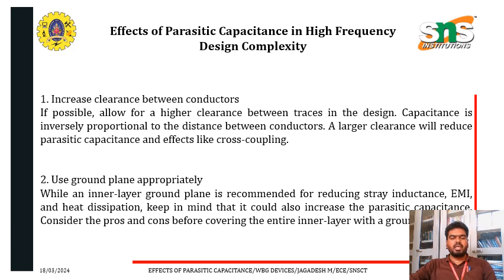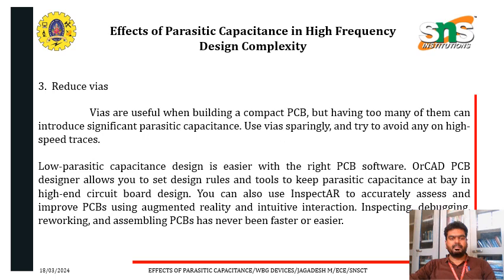First thing, increase clearance between conductors. If possible, allow for higher clearance between traces in the design. Capacitance is inversely proportional to the distance between the conductors. A larger clearance will reduce the parasitic capacitance and effects like cross coupling. Use the ground plane appropriately. While an inner layer ground plane is recommended for reducing stray inductance, EMI and heat dissipation, keep in mind that it could also increase the parasitic capacitance.